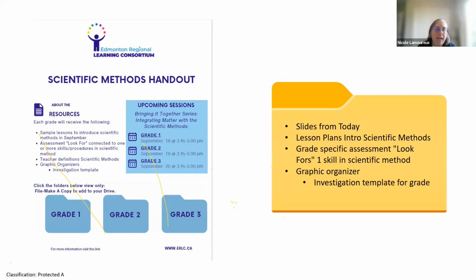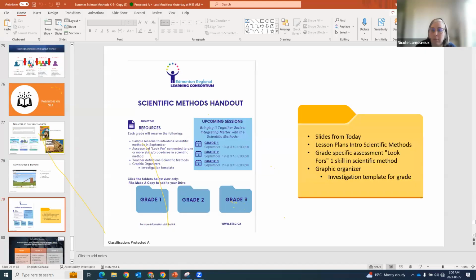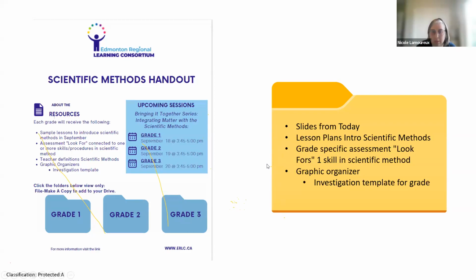I will be having sessions coming up in September that focus specifically on integrating matter and the scientific methods. So, and then you will walk away with resources that you can actually use in your classroom to teach. It's not an entire full organizing learning outcome, but it's a development of cusps combined. So September 18th is grade 1, then 19th is grade 2, and the 20th is grade 3, and these are after school sessions.